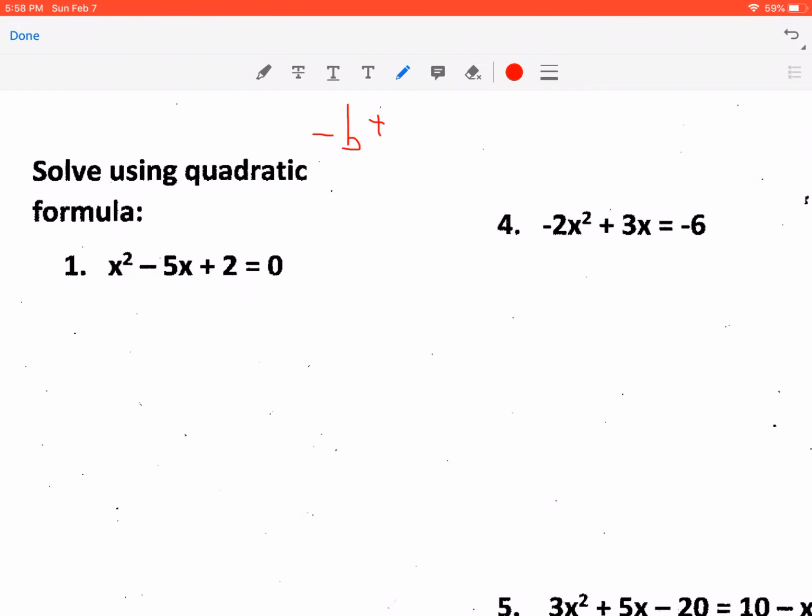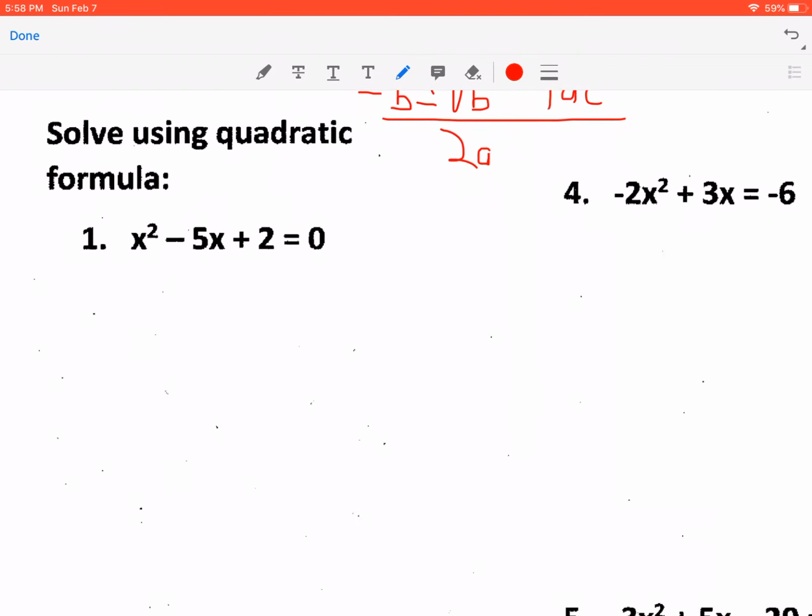Negative b plus or minus the radical of b squared minus 4ac, divided by 2 times a. And the main reason we're using this is these problems here, you cannot factor them. So don't even sit there and try and factor it. It's not going to work, okay?